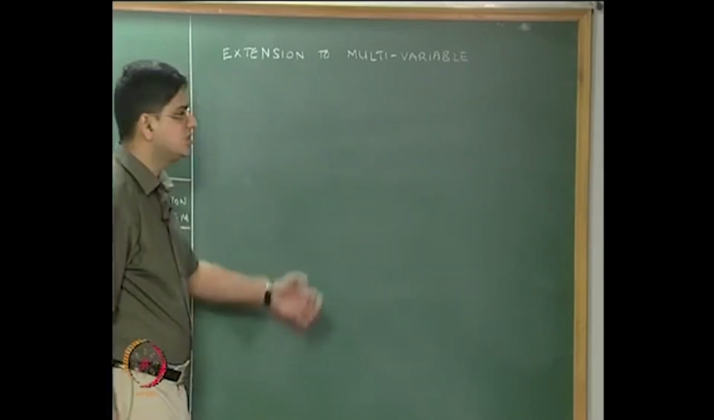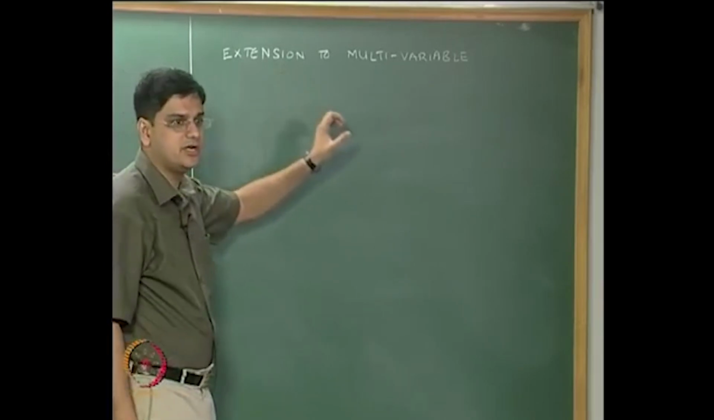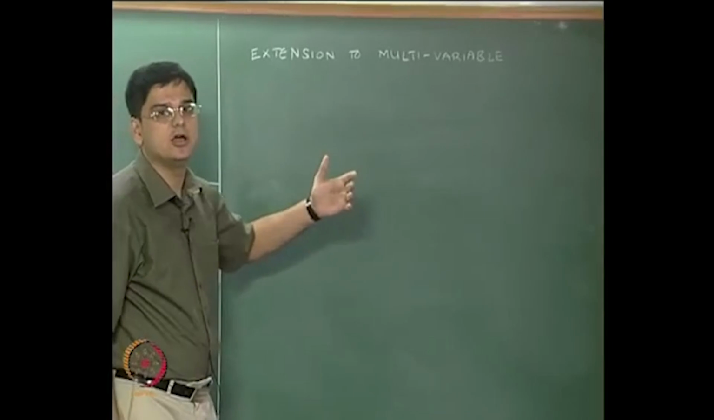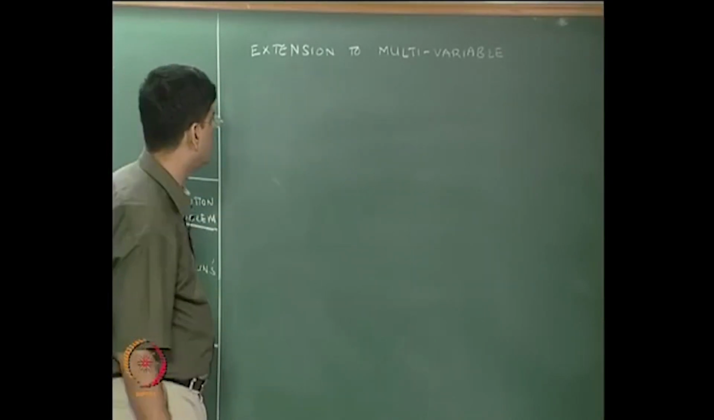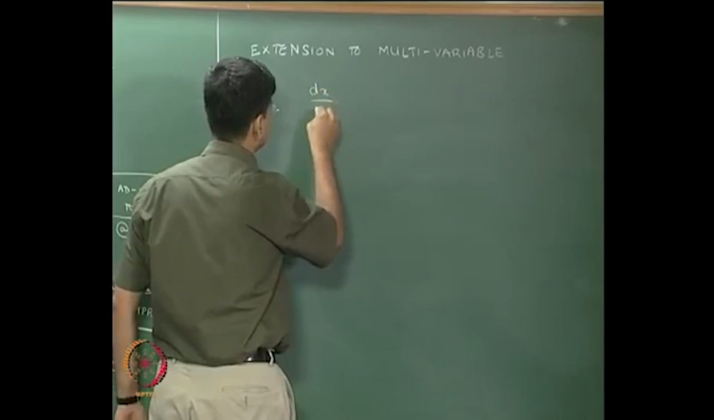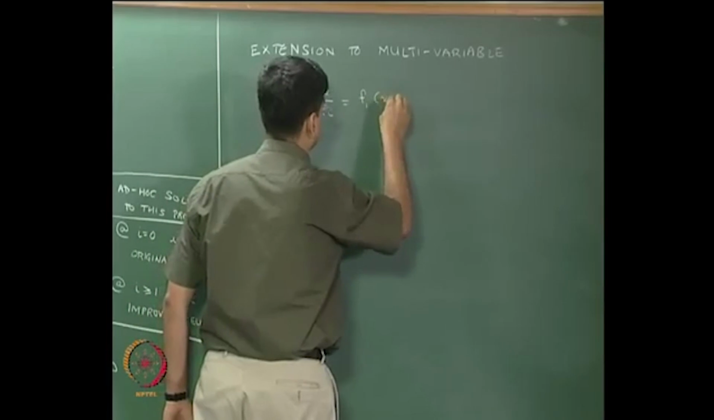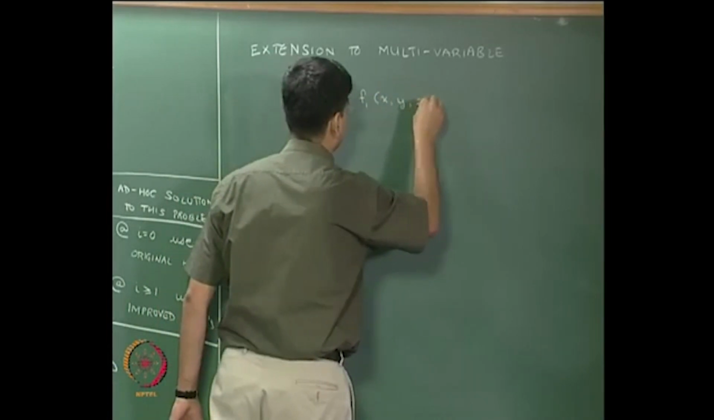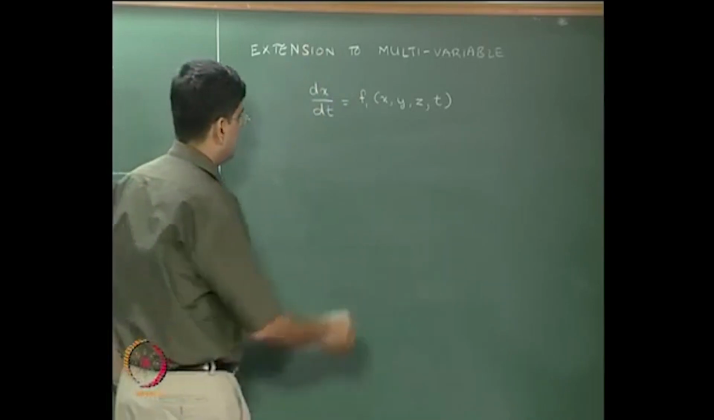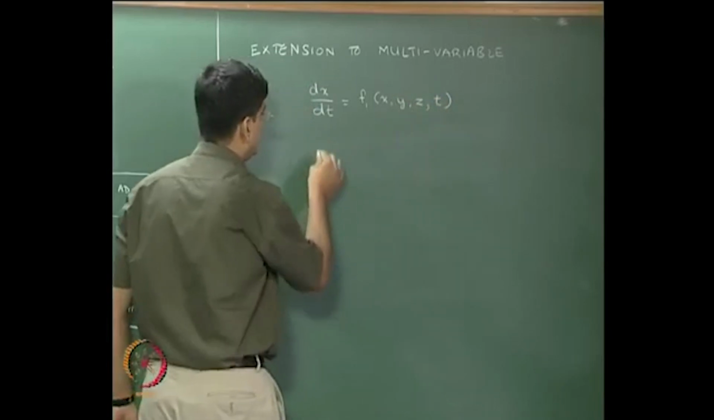Okay. So consider that we have the equations of the form dx by dt equal to f1, dy by dt equal to f2, and so on and so forth. Okay, let us just consider three variables x, y and z as the three dependent variables, and t.